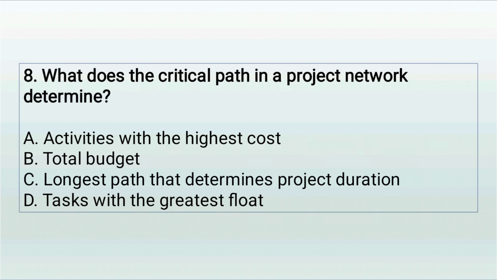Question 8. What does the critical path in a project network determine? A, activities with the highest cost. B, total budget. C, longest path that determines project duration. D, tasks with the greatest float.